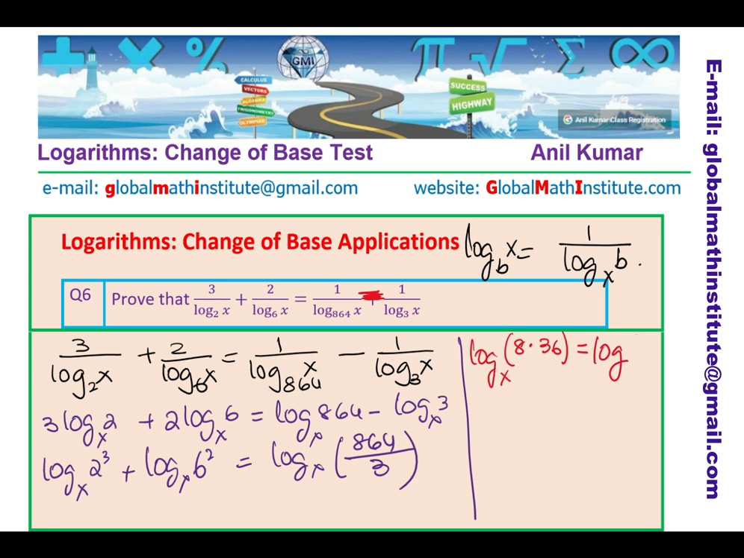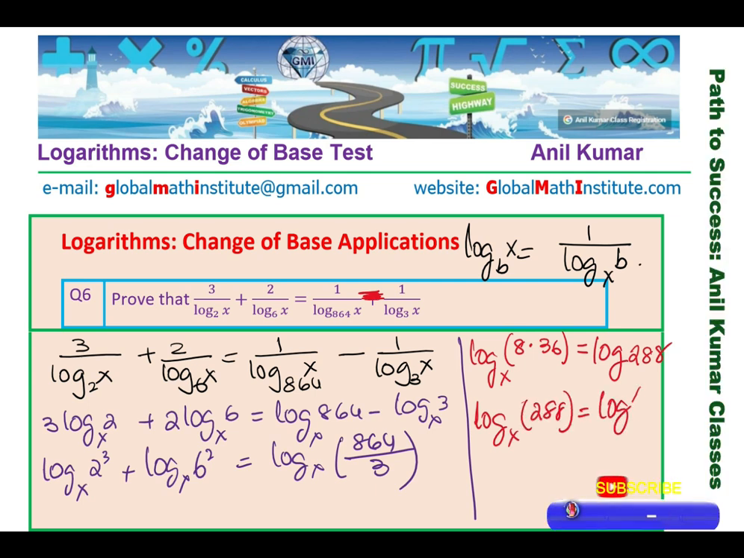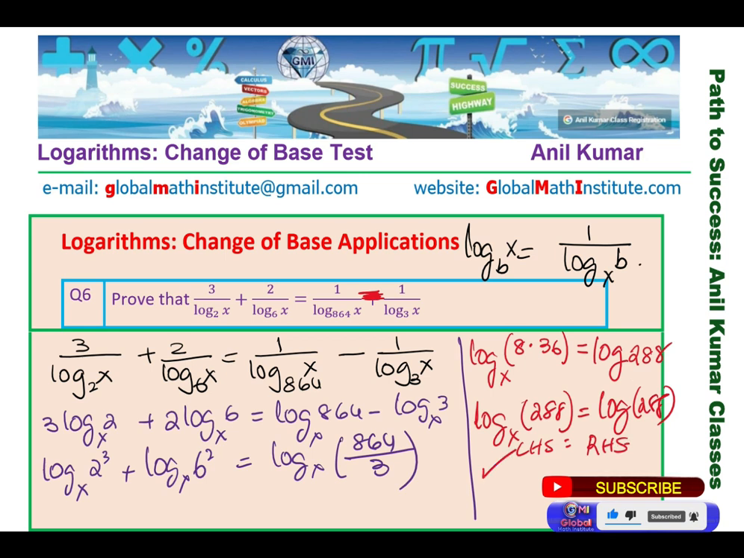Let's divide. So 3 goes 2 times, right? 3 times 8 is 24, 288, log of 288. On the left side, if you multiply, what do you get? You again get 288, right? And on the right side also, we have 288, correct? So we know left hand side equals right hand side. Perfect. So that is how we are going to answer this particular question.